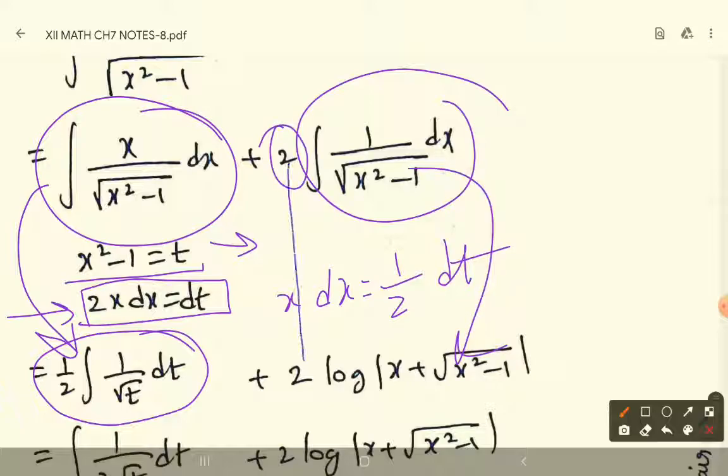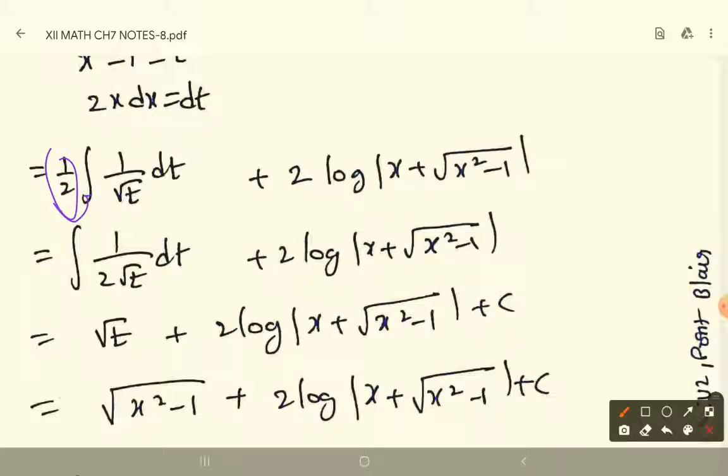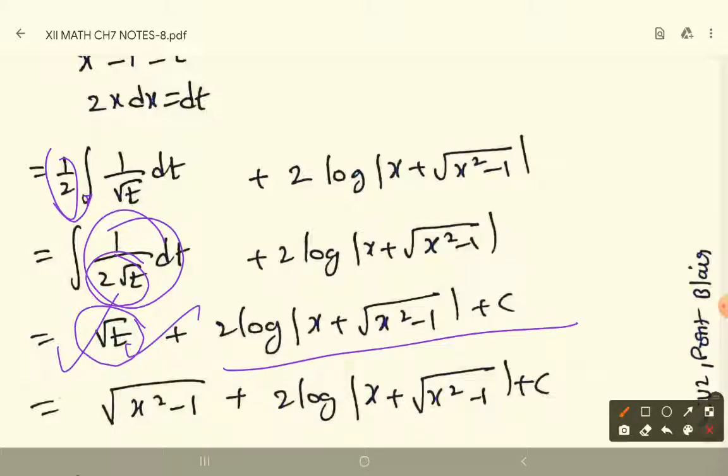2 was taken as it is. So it is log mod x plus root over x square minus 1. Then after that 1 by 2 root t integration, because this 2 went inside, because we know 1 by 2 root t is the derivative of root t. So integration of 1 by 2 root t is root t plus this. T means what? Substitute. Plus c. Done.